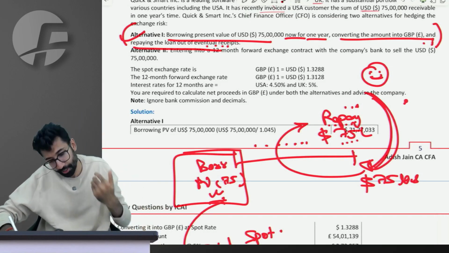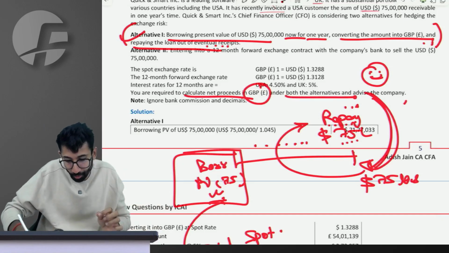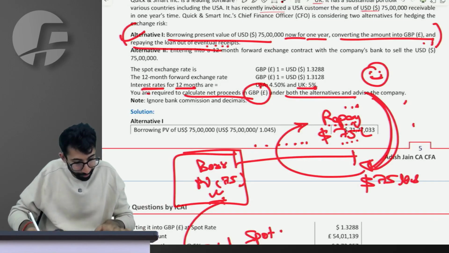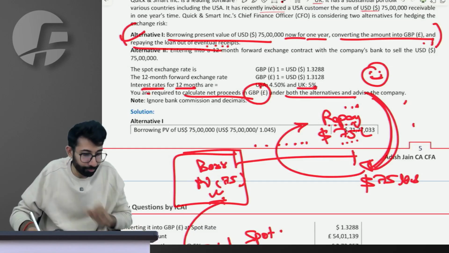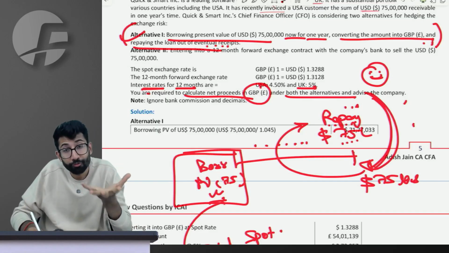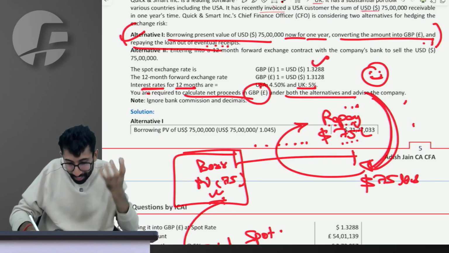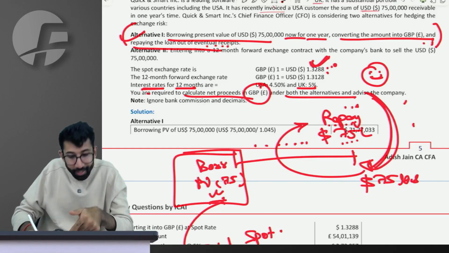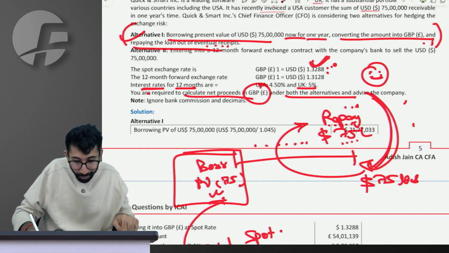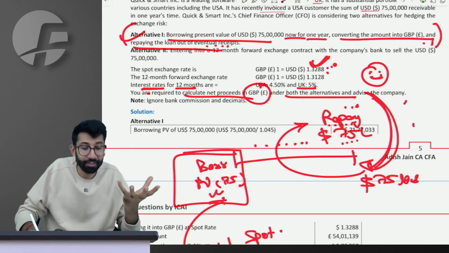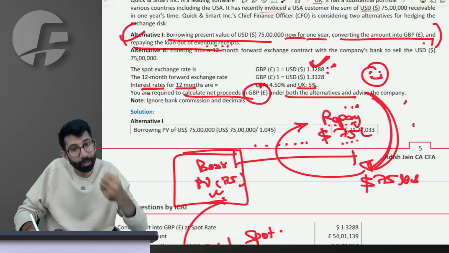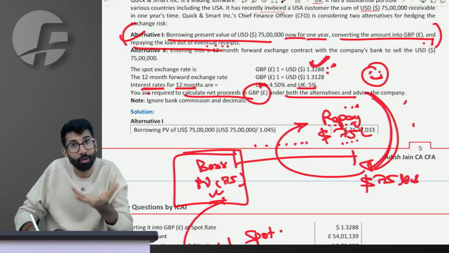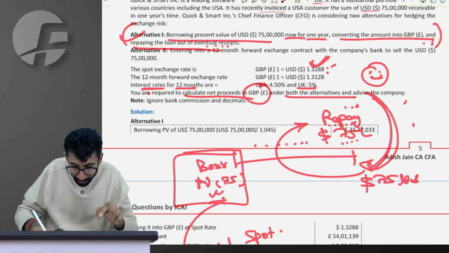Since we have discussed this alternative, let's solve it. You are required to calculate the net proceed of pound under both the alternatives. Sir, time is 1 year. Pound rate of interest for 12 months is 5%. So 75 lakh divided by 1.05, present value is 7142857 something, the amount of pound I will borrow today. Let's go to the market to sell it. The rate of pound has been given, so I need to divide by 1.3288, which gives me 537.5419, the amount of pound I will receive today. Let's invest this amount at a rate of 4.5.